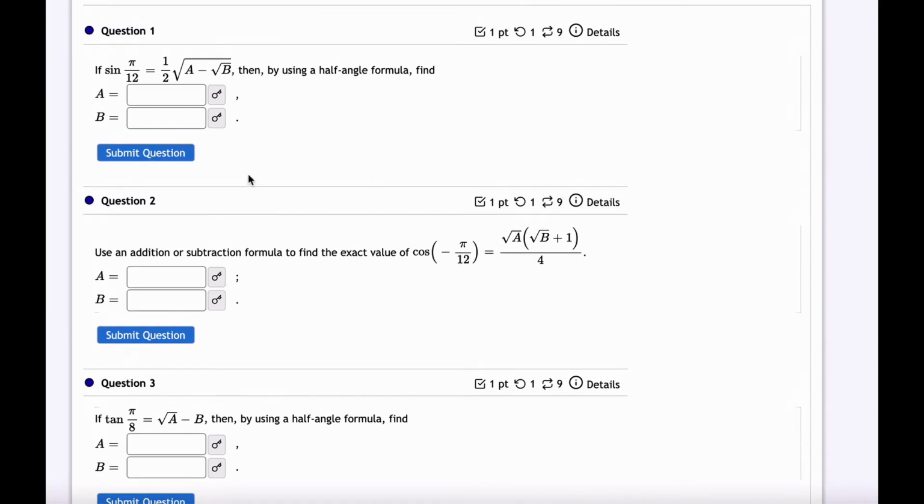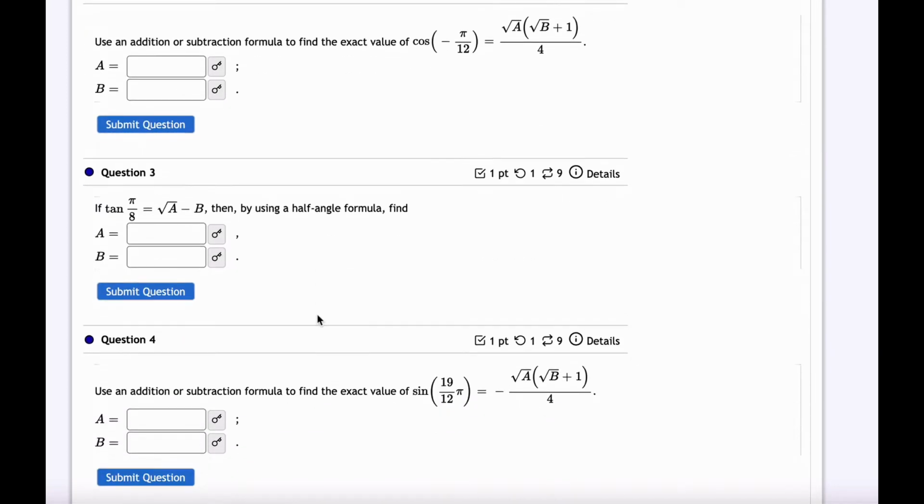The second question, same idea. Now we're talking about the cosine of negative pi over 12. That's negative 15 degrees. But this time, don't use a half angle formula. Instead, use addition or subtraction. So, I don't know, maybe 30 minus 45 would get you there, although there's lots of different options. Use one of those options. You might have to do a little bit of algebraic manipulation, but eventually you should be able to get it to look like this. And when it looks like this, just figure out what A and B are equal to and put them here and here.